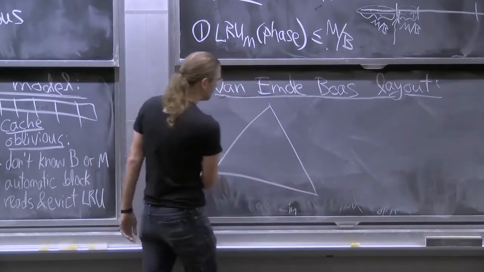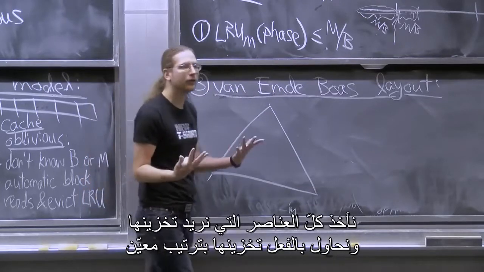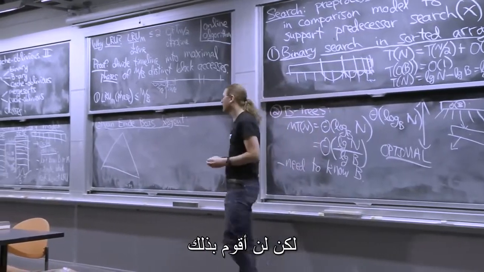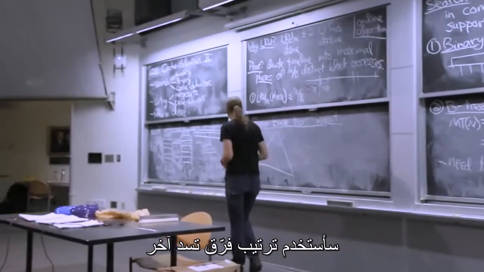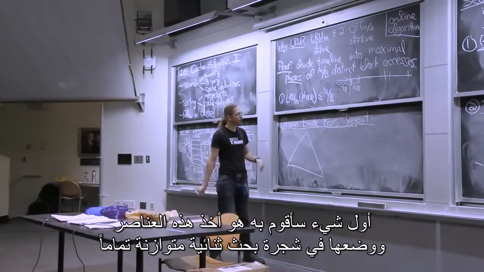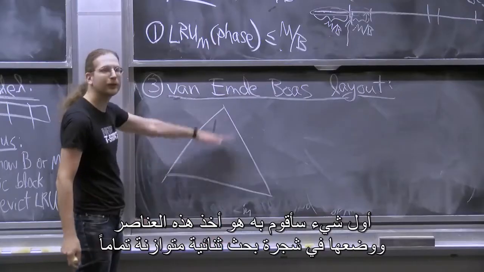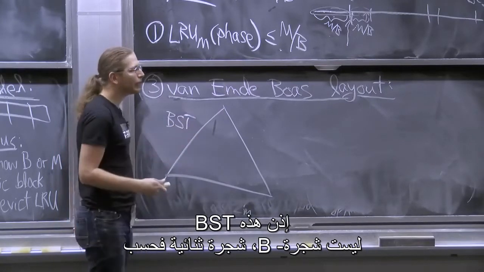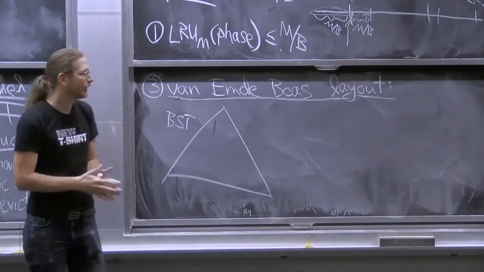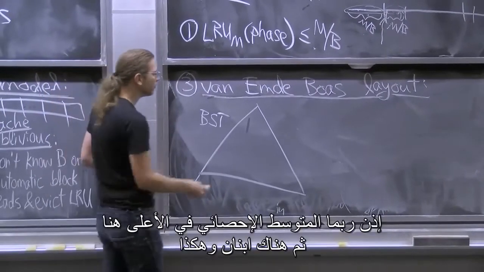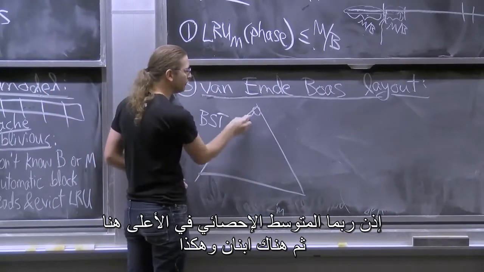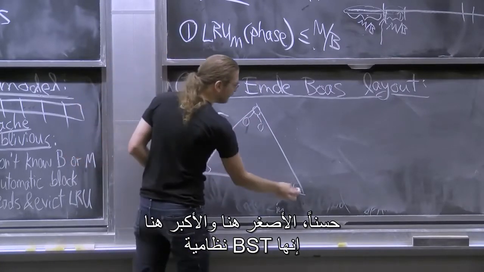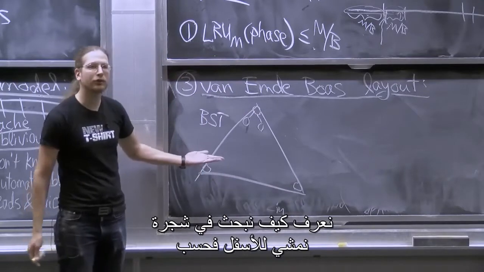So here's the idea. Take all the items you want to store. And you're really tempted to store them in sorted order, but I'm not going to do that. I'm going to use some other divide and conquer order. First thing I'm going to do is take those elements, put them in a perfectly balanced binary search tree. So this is a BST. Not a B tree, just binary tree, because I don't know what B is. So, you know, maybe the median's up here, and then there's 2 children, and so on. The min's over here, the max is over here, regular BST. Now, we know how to search in a tree, right? You just walk down.